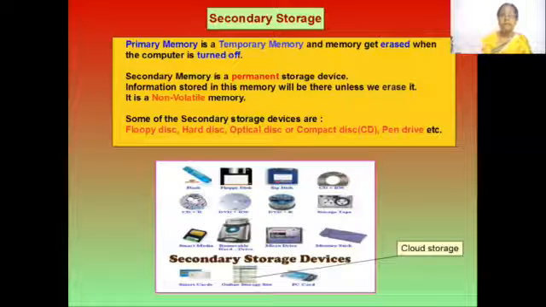Secondary memory is called the permanent storage device. Whatever information is in this memory will be there unless you want to erase it. So it is called non-volatile memory. It does not get erased. Some of the secondary memories you can see: floppy disk, hard disk, optical disk, which is your CD, or compact disk, and your pen drive.